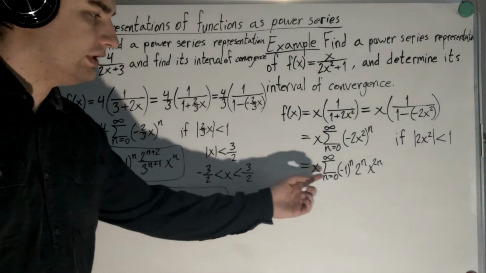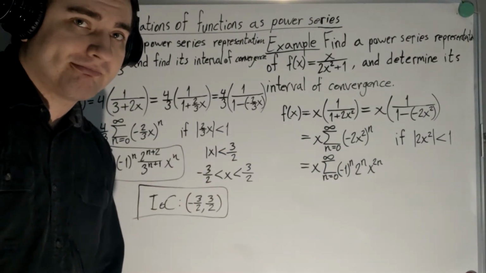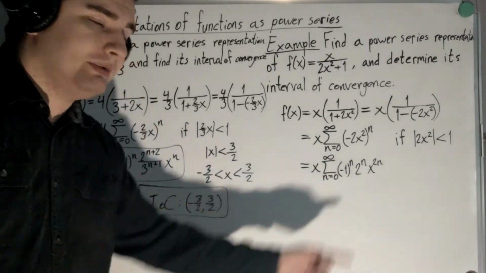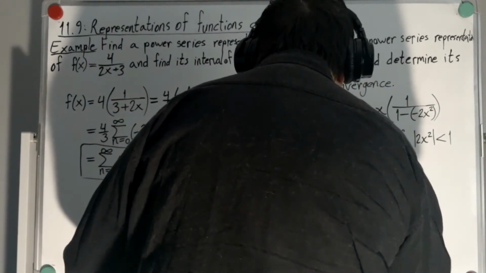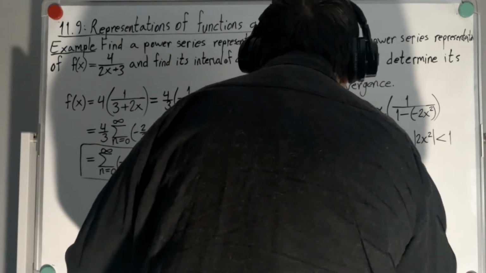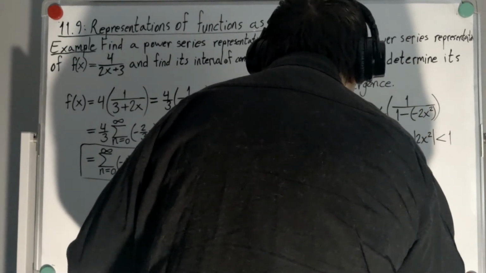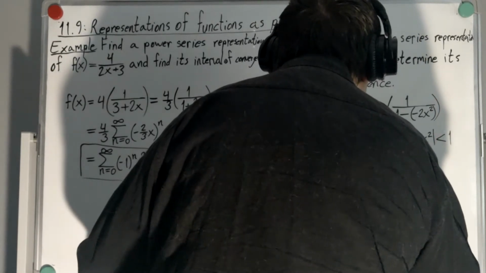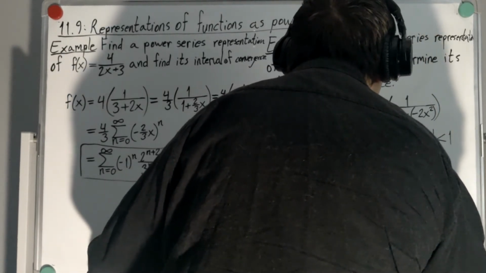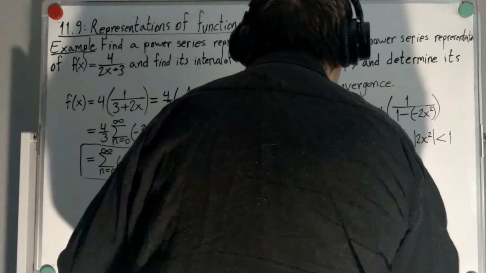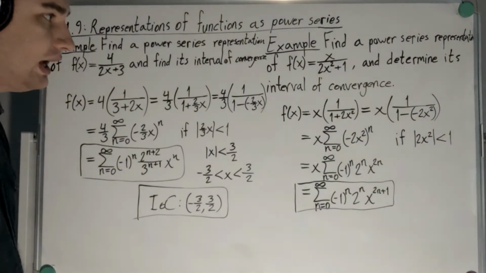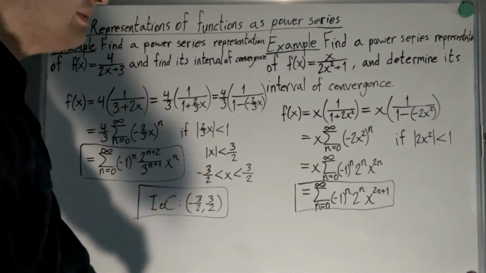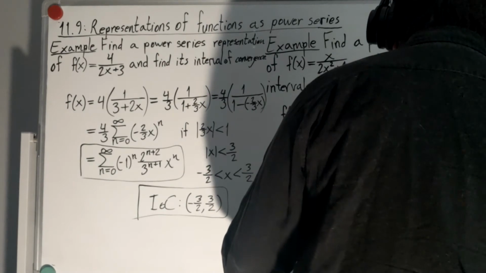So now you're multiplying all of this by x, and so this x will just distribute to each term. So this just becomes the sum from n equals 0 to infinity of negative 1 to the n, 2 to the n, x to the 2n plus 1. And that's our power series representation. It's valid as long as 2x squared has an absolute value less than 1, which of course just means that x squared is less than 1/2.